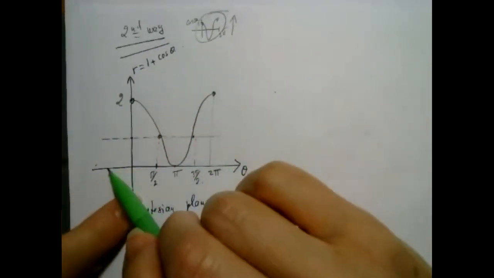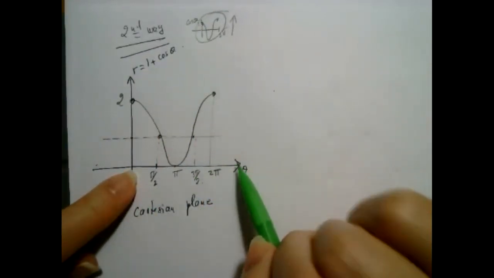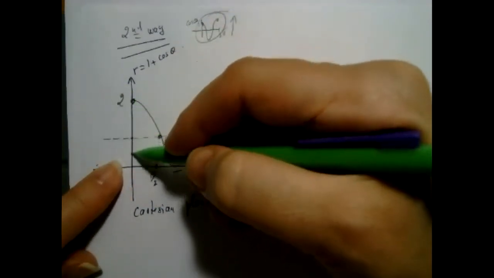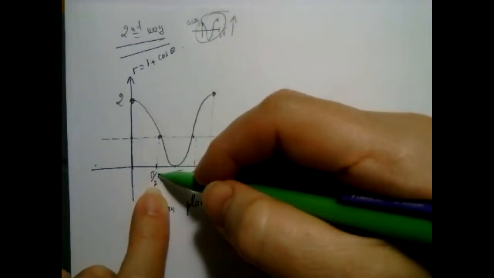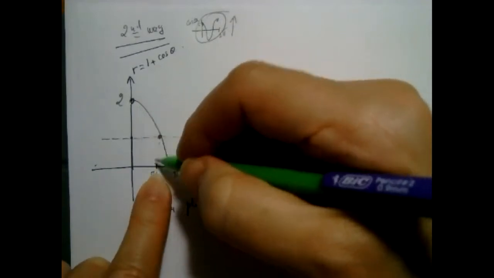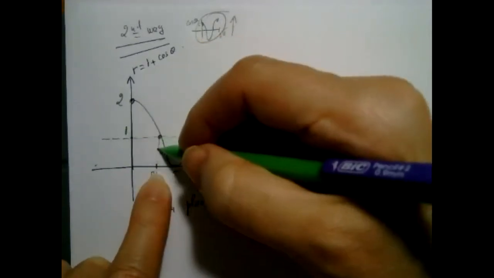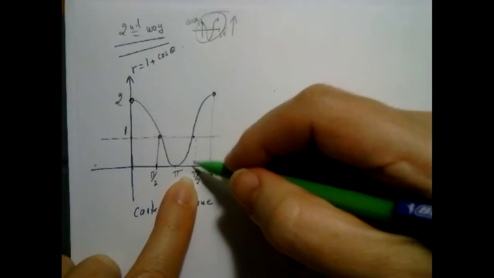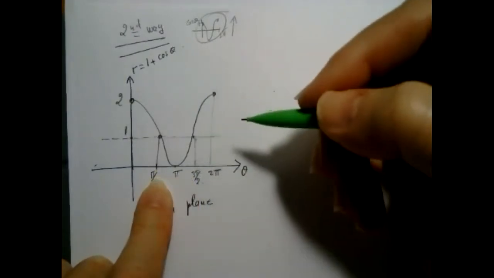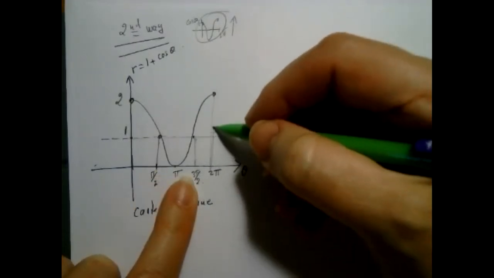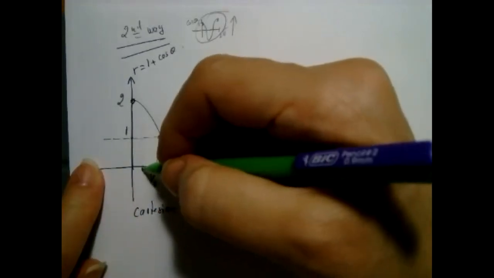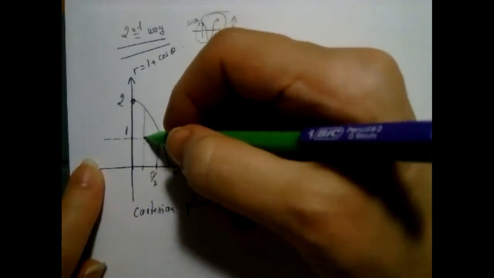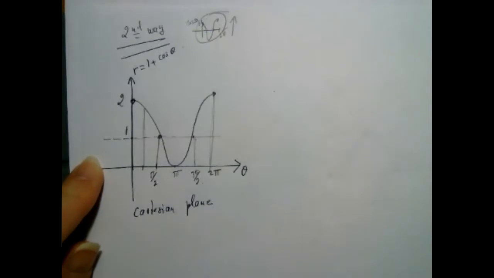It means in this graph, the values of theta are on the horizontal axis, and the values of r are the vertical value. So for example, if theta is pi over 2, this graph tells me that r is 1. If theta is 3 pi over 2, this graph tells me that r is 1. If theta is 2 pi, this graph tells me that r is 2. If theta is pi over 4, I don't know exactly, but it's this vertical distance from here to here. So this is the regular x and y axis.